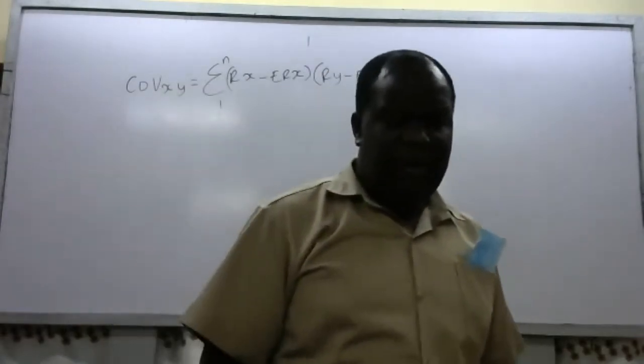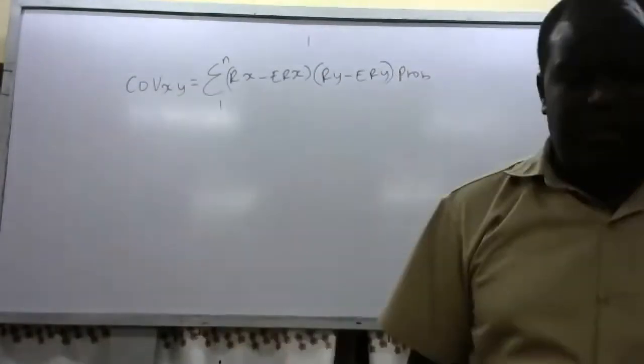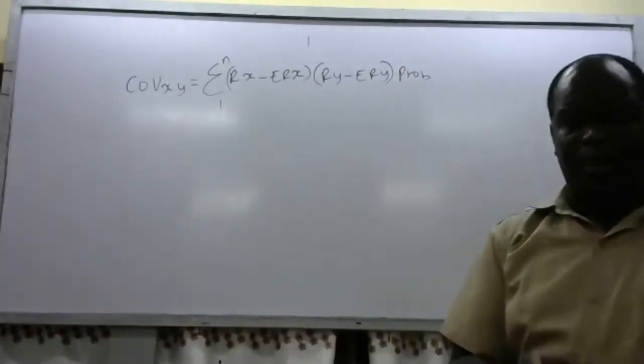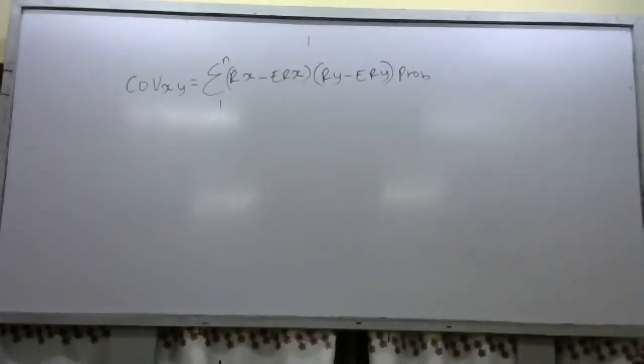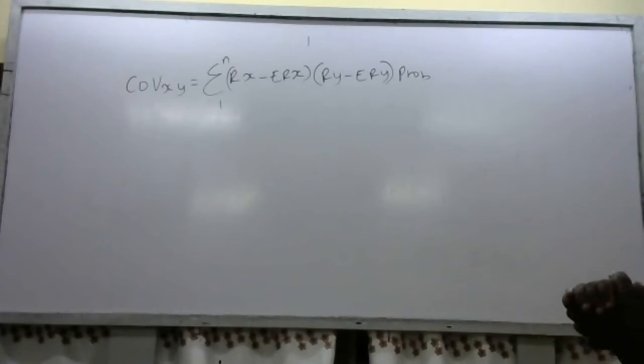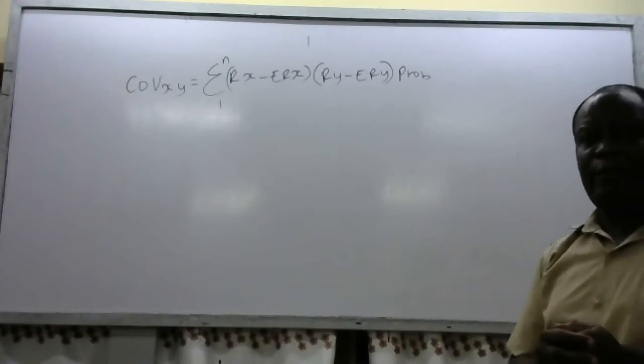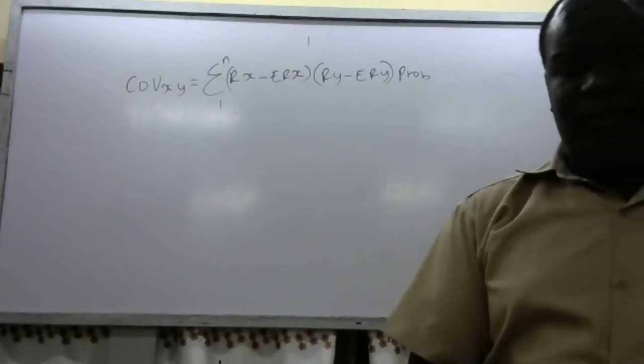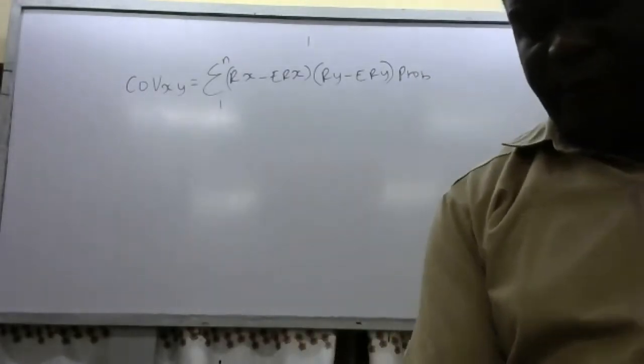So when you want to get the covariance between security X and Y, we shall simply get the summation from the first to the last. So we get the returns of X minus expected returns for X. Also return for Y minus expected return for Y, then also multiplied by the probability for that.